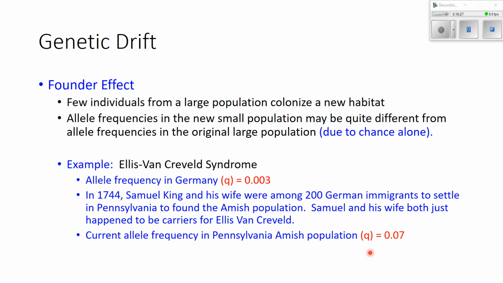Now, another very special case where genetic drift plays a big role in allele frequency changes is something called the founder effect. And this is where a few individuals from a very large population splinter off and start a new population, perhaps in a remote location or a separate location from the main starting population.